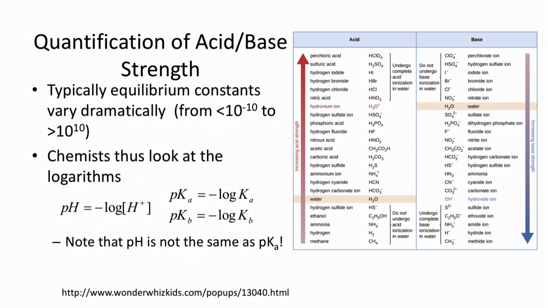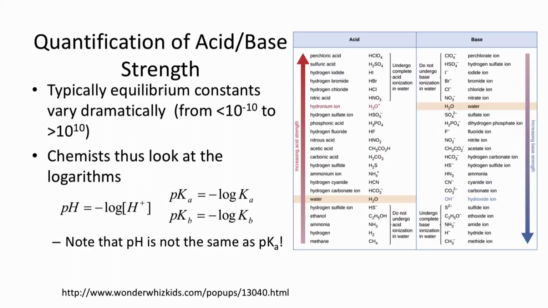The problem is these Kas can be very, very different from each other. Super strong acids might have Kas that are enormous, like 10 to the 10th or even greater, and super weak acids might have Kas that are really small, like 10 to the minus 10 or 10 to the minus 50, even smaller than that. So it becomes hard to compare things that are so vastly different from each other. What people do is they look at logarithms; the log has to do with basically the exponent. So we're going to call pKa the negative log of Ka, and pKb the negative log of Kb.